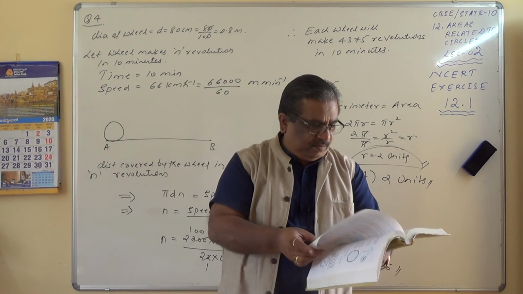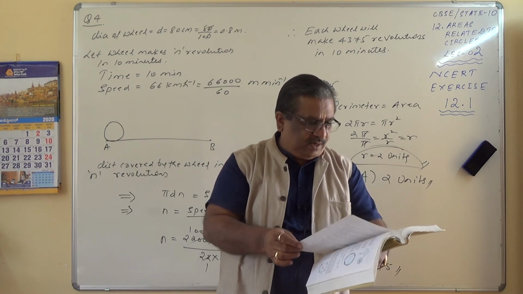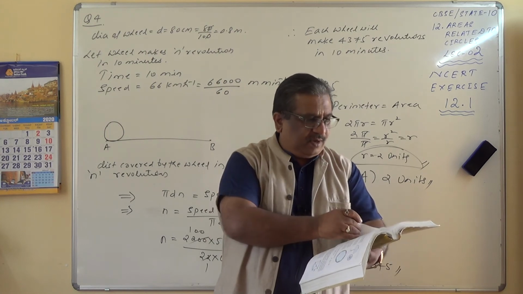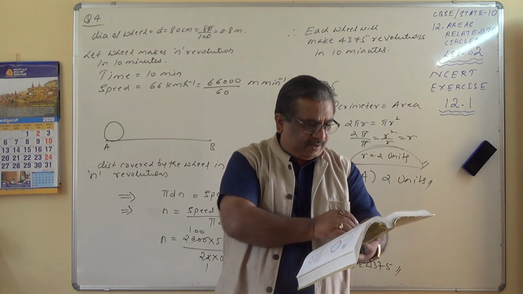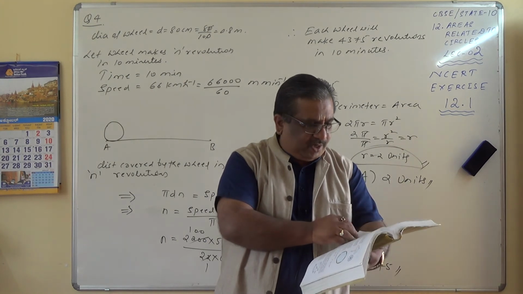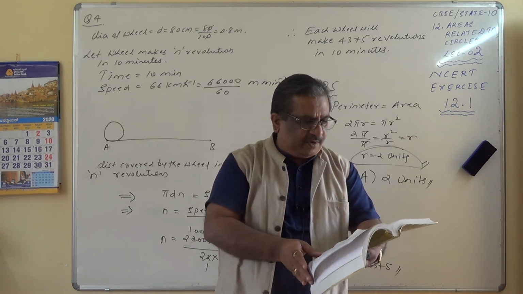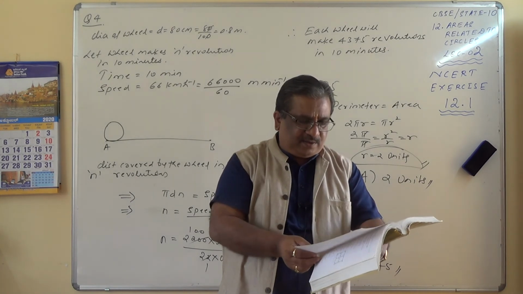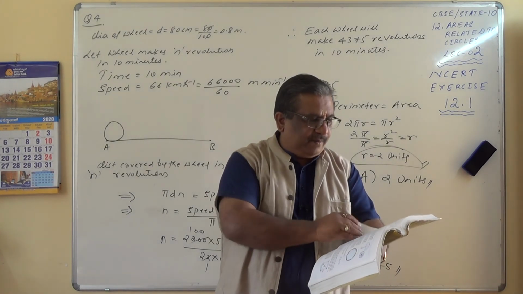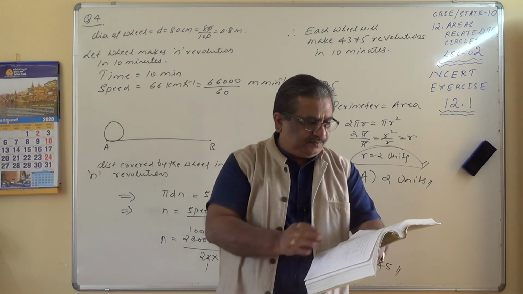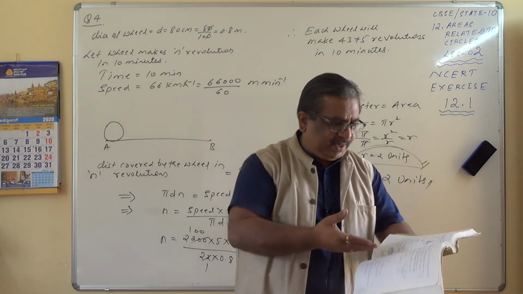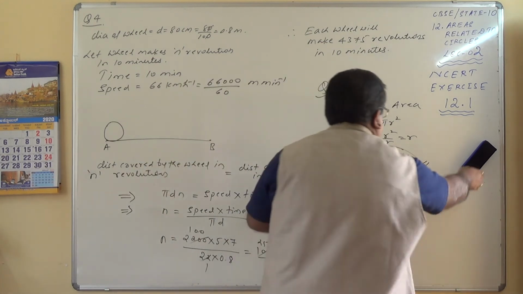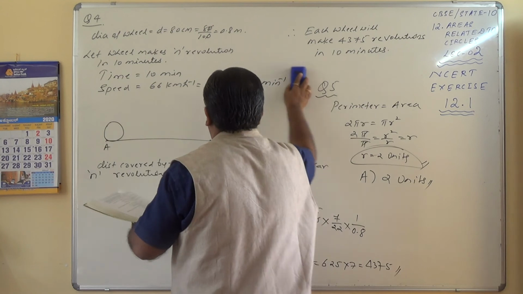Example 2, example 3 and exercise 12.2 are there. I think in 12.2 there are about 14 questions, and then areas of combinations of plane figures will be there. So let me solve some examples also here. I'll take example number 2. You can hold the textbook also in front of you.